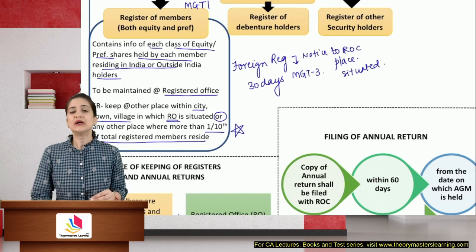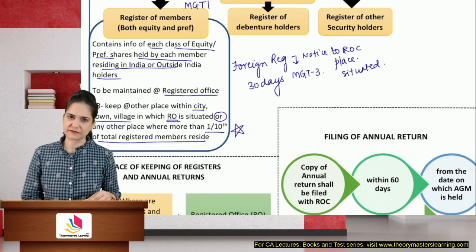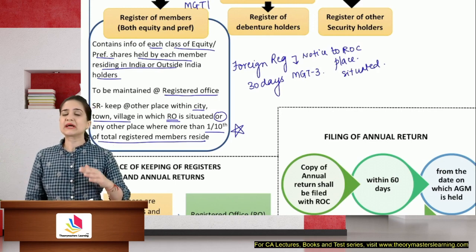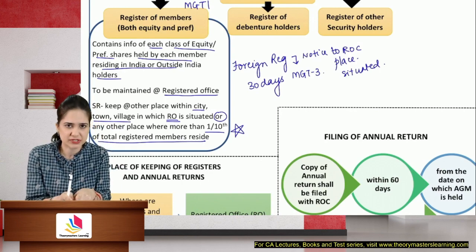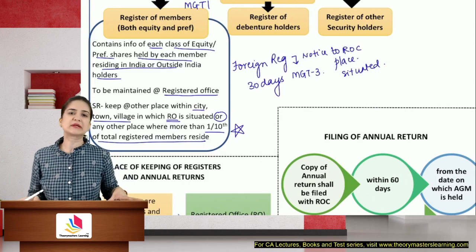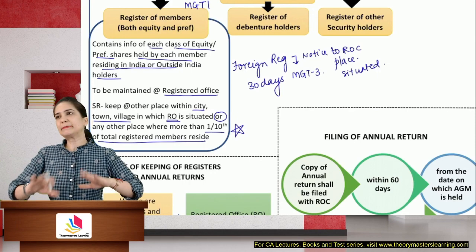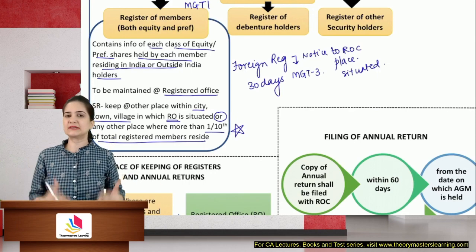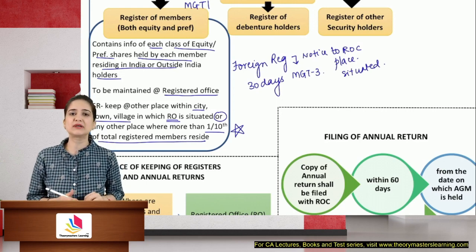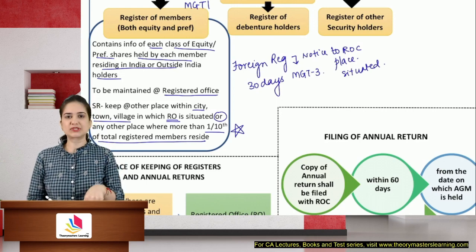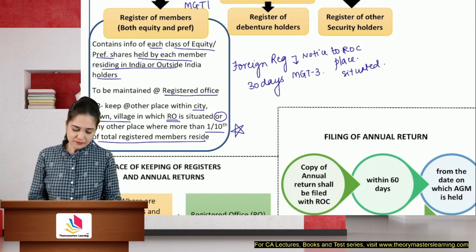I repeat, you can keep it at the registered office. You can also keep it at some other place, but within the same city, town, village where the registered office is situated. You don't want to keep it in the same city. You want to keep it in some other place other than the city, town, village where the registered office is situated. Then you can do so if 1/10 of the members who are entered in the register reside there.